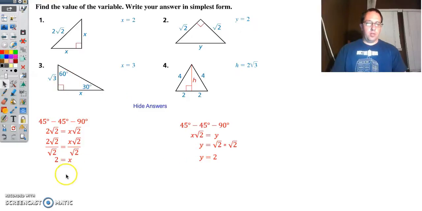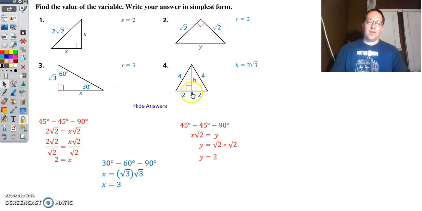For number 3 there, this is a 30, 60, 90. So here we're looking for the long leg, which is the short leg times the square root of 3. So the short leg is square root of 3, so square root of 3 times the square root of 3 is 3. Now this one's a little bit different. Some of you might have thought, hey, these are all the same size, so this is isosceles, it's going to be that 45, 45, 90.